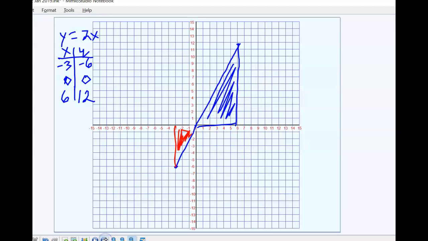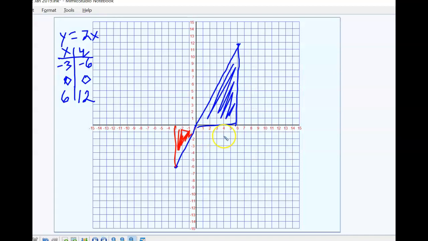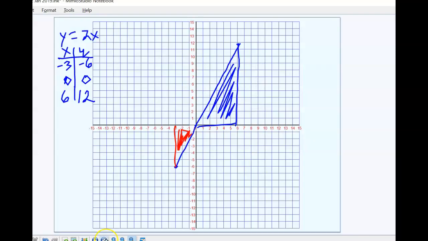If I look at my graph, the base is 3 and the height is 6, plus 1/2. Oh, sorry, I'm going the wrong way. The base is 6 and the height is 12. So this ends up being 18 times -1/2 is going to be -9, plus 36. And this works out to be positive 27. So for right now, the only way we can calculate a definite integral is to draw a picture of the function and then calculate the area under the curve.